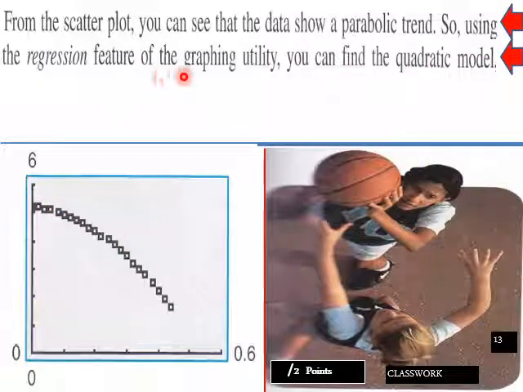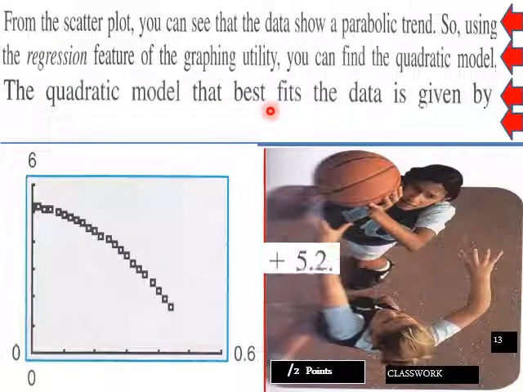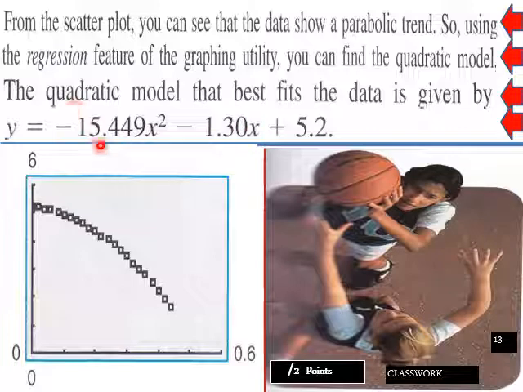So using the regression feature of the graphing utility, you can find a quadratic model. The quadratic model that best fits the data is given by negative 15.449x squared minus 1.30x plus 5.